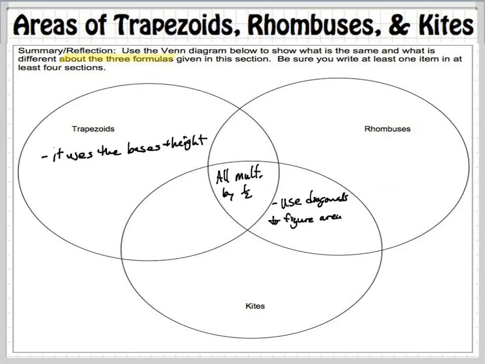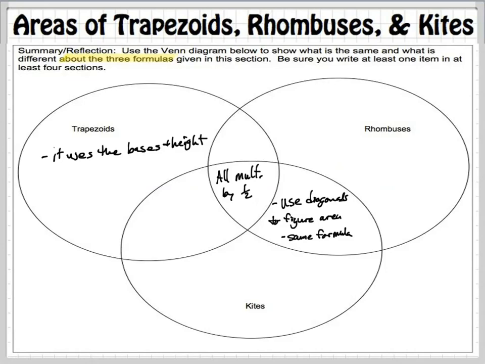Fill in another space. Go ahead, Drew. Same formula for rhombuses and kites. Same formula. Ooh, and it's the same formula. Oh, you're right. Same formula. Alright, cool. Maybe somebody else got something different. It could be in the same space or a different space.